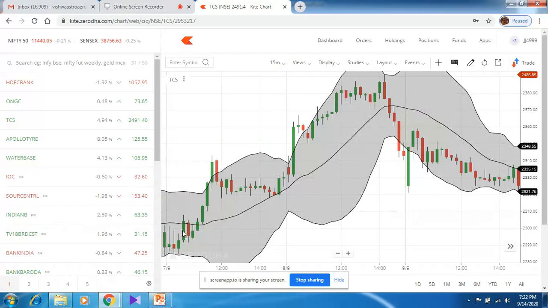Then it traces upwards, and if it crosses the upper curve, then that means this is the resistance for the market. This is the resistance, this is the support. If it crosses this, then there is a good chance that it will go even higher in the coming days. If it crosses the bottom curve, then there is a good chance that it will go below. The market will come down. So these are clear indicators for swing trading, especially the Bollinger Bands.